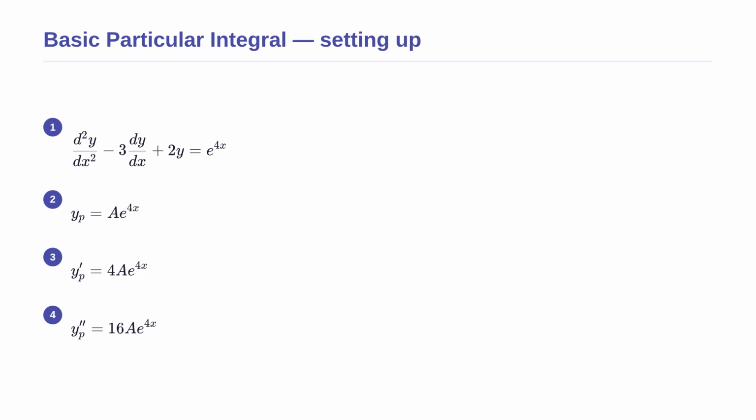Because the right-hand side is a simple exponential, we use the method of undetermined coefficients. Following the pattern matching principle, we guess a trial solution that is a constant multiple of this exponential function. We call this y sub p equals a times e to the power of 4x, where a is our unknown constant. To see if this guess works, we take its first derivative, bringing the 4 down, and then its second derivative, giving us 16a times the exponential.